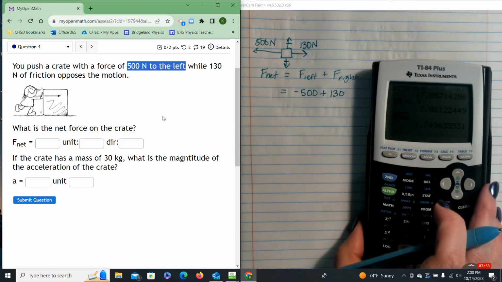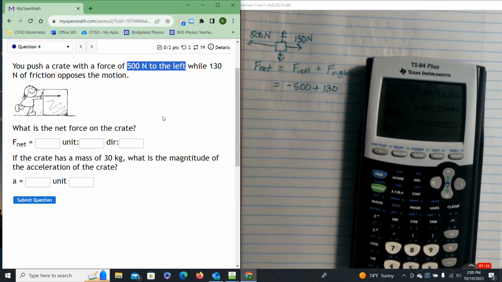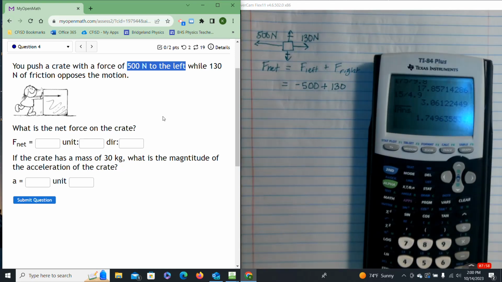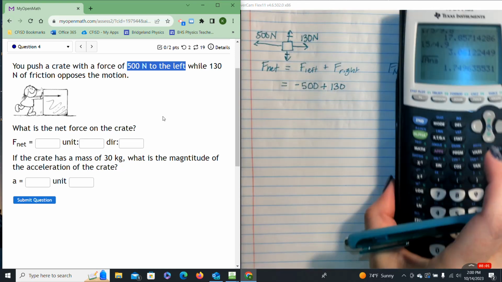If we type that in the calculator, that is very dim. Let's see if I can get a light on it. Okay, that's a little bit better. There we go.